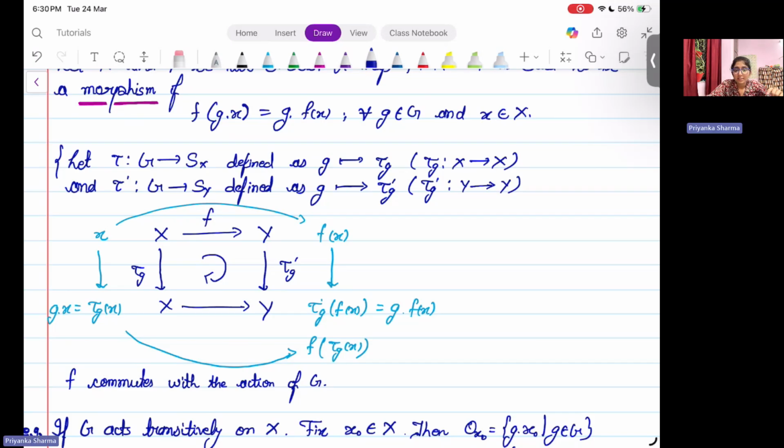This condition is actually the commutativity of this diagram. So the map F will be a morphism if this diagram commutes. What does this mean? It means that if we start from this x, under this F we will get x to f of x, and then g dot f of x. And if we go in another way, then x will be mapped onto tau g of x, or g dot x, and this will be mapped onto f of tau g of x.